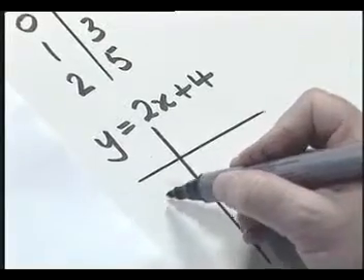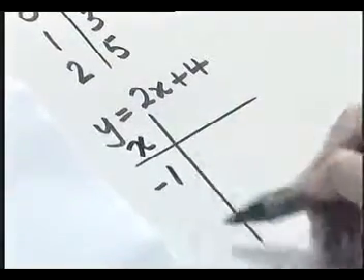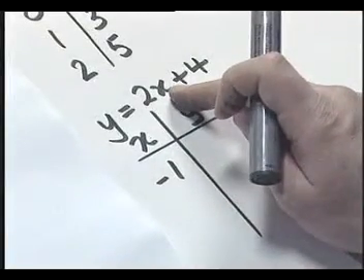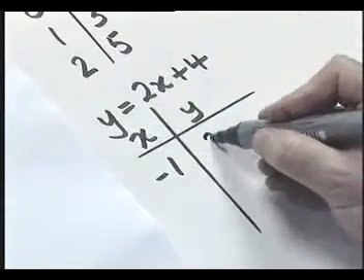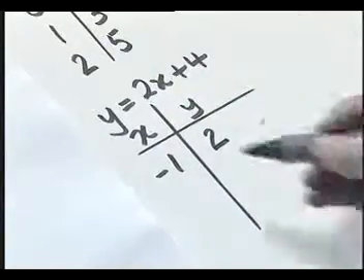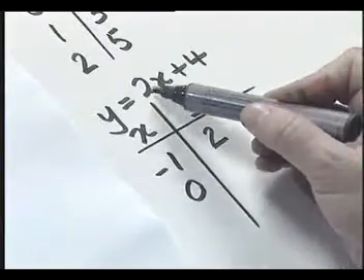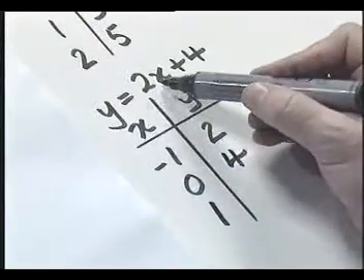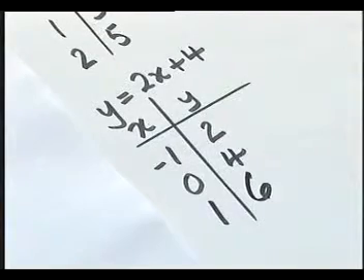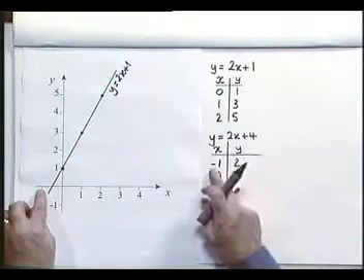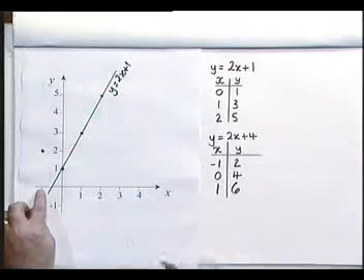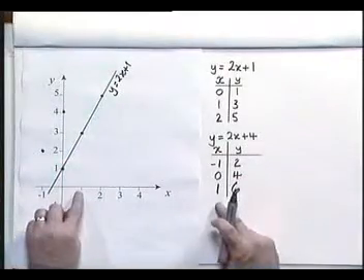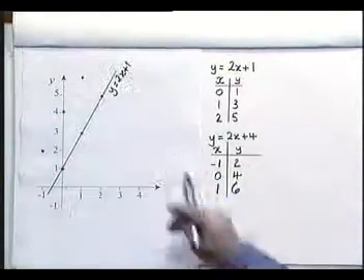Let's suppose we start with a negative x value. x is minus 1. What will the y value be? If x is minus 1, we'll get 2 times minus 1 is minus 2, and 4 minus 2 is 2. Let's choose x to be 0. When x is 0, we'll get 2 zeros are 0 plus 4, gives you 4. And when x is 1, we get 2 ones are 2, plus 4 is 6. Let's plot those points. So if x is minus 1, y is 2. If x is 0, y is 4. And if x is 1, y is 6, which is a point up there.